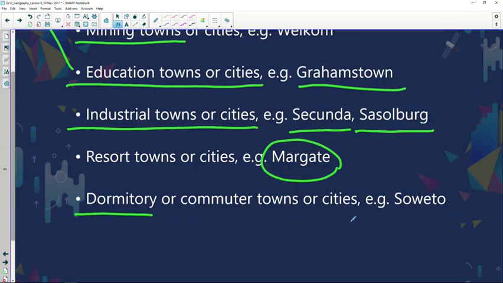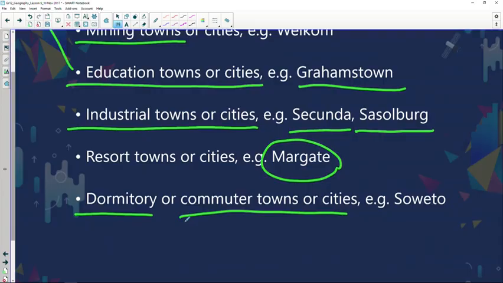So basically it specializes in people going down to Margate to enjoy a holiday over December or April or June. Then we have dormitory and commuter towns, very importantly over here. Unfortunately, the reason why these cities developed is because of apartheid laws back in the day. If you look at the bylaws, people were not allowed to live in CBD areas, urban areas.